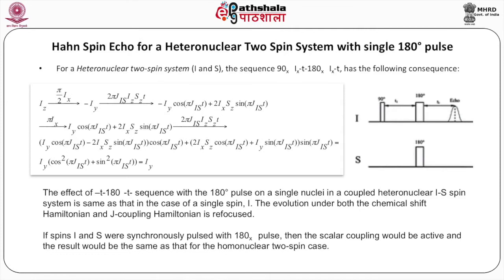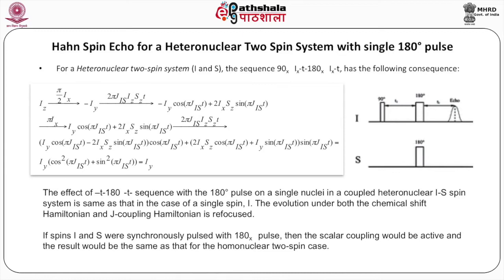Hahn spin echo for a heteronuclear 2-spin system with a single 180-degree pulse. So, we have now a heteronuclear spin system. There is an I spin and an S spin, and only on the I spin a 90, delay, 180, delay is applied, and nothing is applied on the S spin. So what happens is Iz in the end gives you Iy (cos square pi J ist plus sin square pi J ist), and this is equal to Iy because cos square theta plus sin square theta is equal to 1.